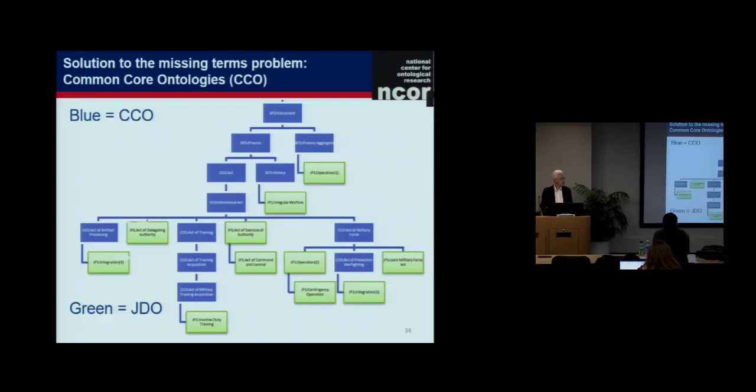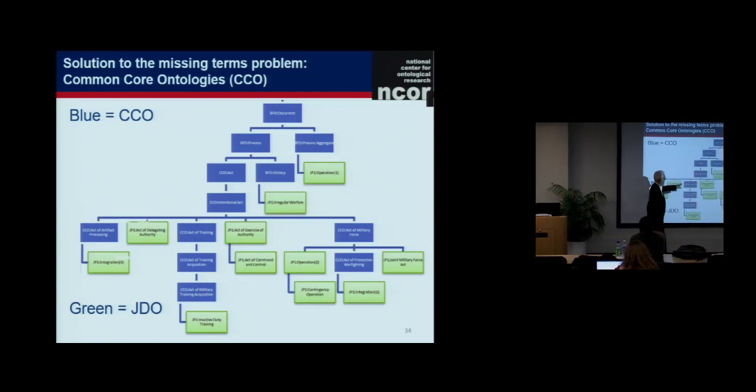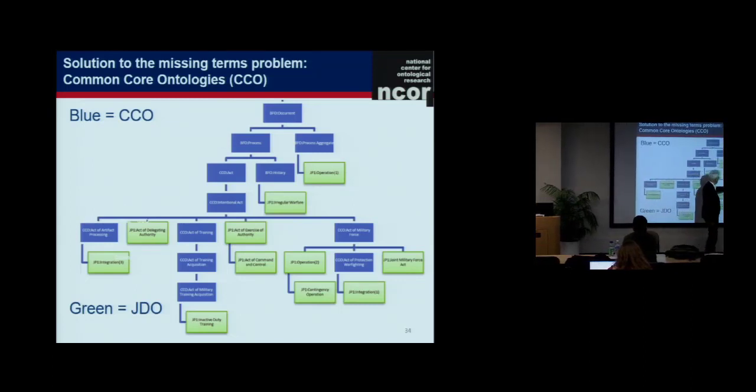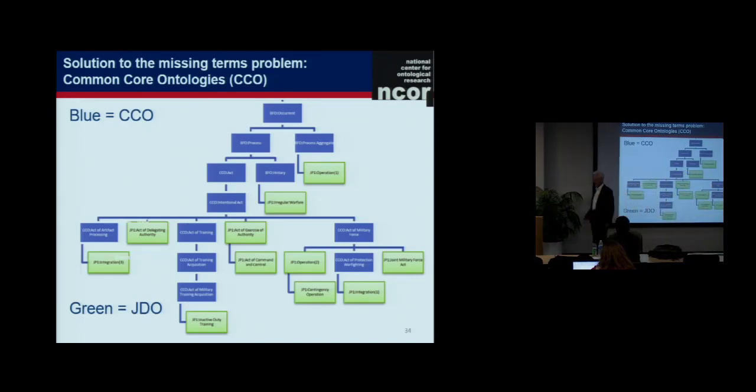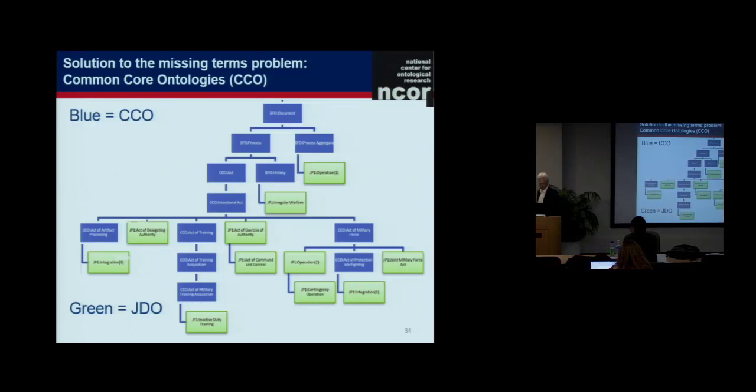So the solution to the missing terms problem is the Common Core ontologies. We already had the Common Core ontologies, and we can extend them easily by just putting missing terms in the Common Core. And so we put in missing terms like act of training or act of military force in order to have children where needed, according to the definitions provided in the Joint Dictionary.